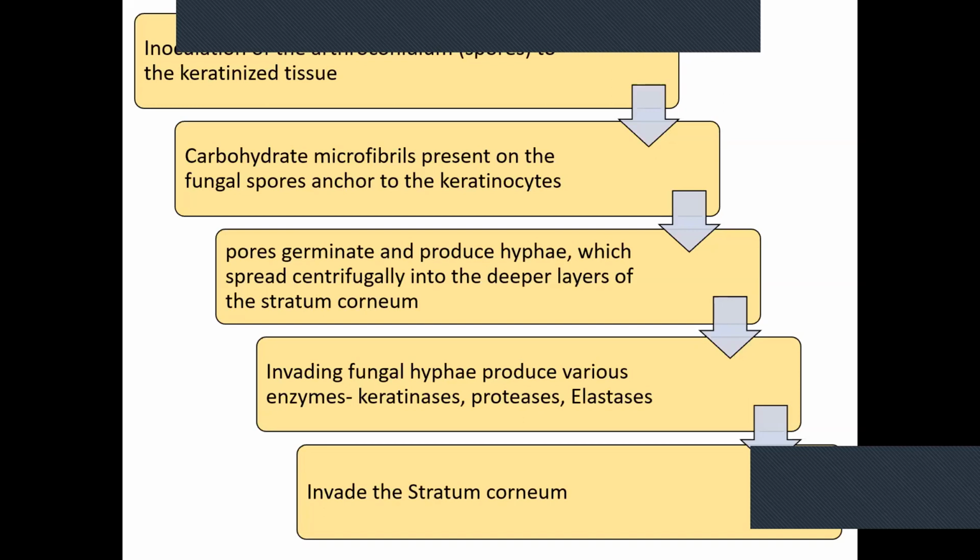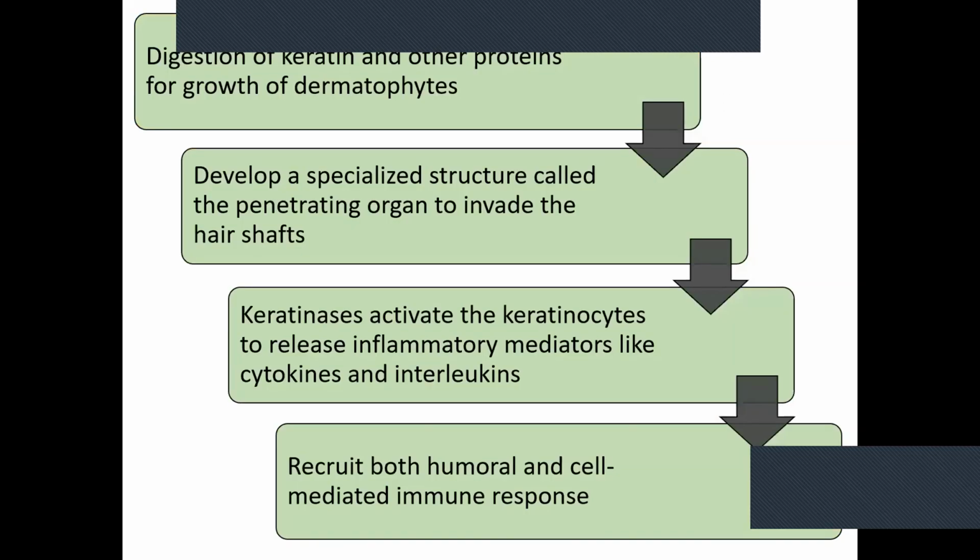On invasion into the stratum corneum, there is digestion of the keratin and other proteins for the growth of dermatophytes. They develop a specialized structure called the penetrating organ to invade the hair shafts. The keratinases activate the keratinocytes to release certain immunomodulatory mediators like cytokines and interleukins, which then recruit both the humoral and the cell-mediated immune response, causing various inflammatory processes.